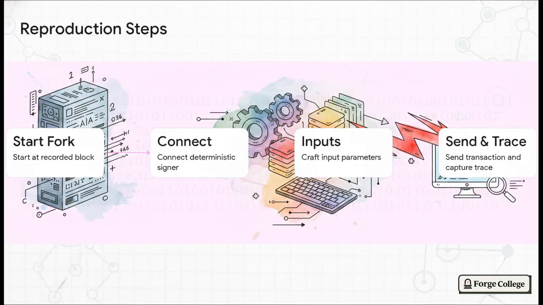Let's look at how this builds into an actual automated test. By following these 4 mechanical steps using a tool like Hardhat or Foundry, you turn a vague hypothesis into a targeted, repeatable attack script.